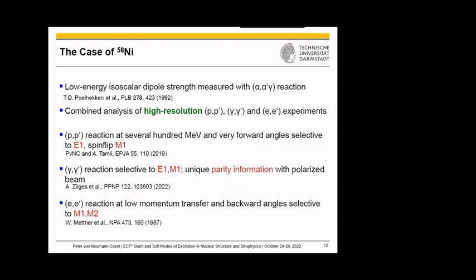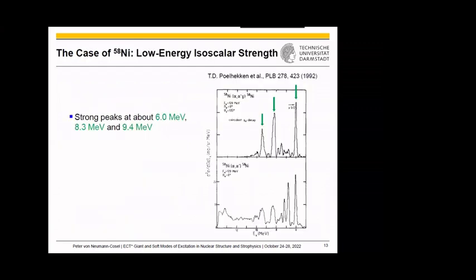And the electron scattering experiment I want to discuss is a bit older. It goes back to Achim Richter's work. It was a study at low momentum transfer and backward angles. So then actually the idea was to study magnetic response, which of course is purely transverse. So basically they were looking for M1 and M2 transitions.